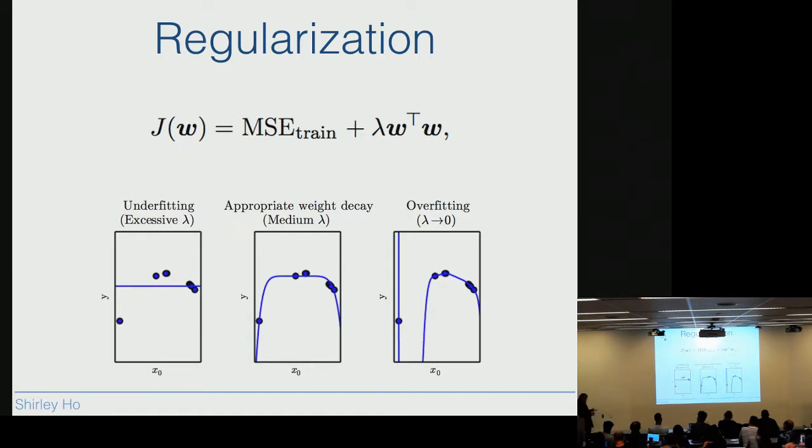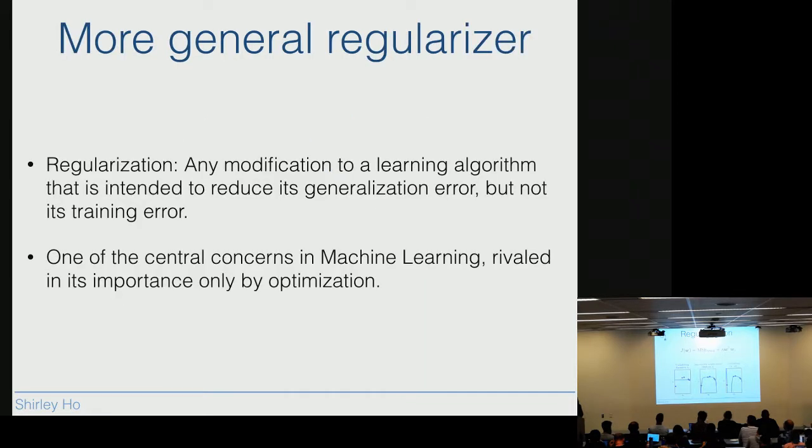And you regularize it depending on how simple you want it, how much weight you want, and how many neurons you want to turn on at some level. More general regularizer: any modification to a learning algorithm that's intended to reduce its generalization error, but not the training error. That's the definition of regularization. And this is one of the major concerns in machine learning, basically this or optimization.